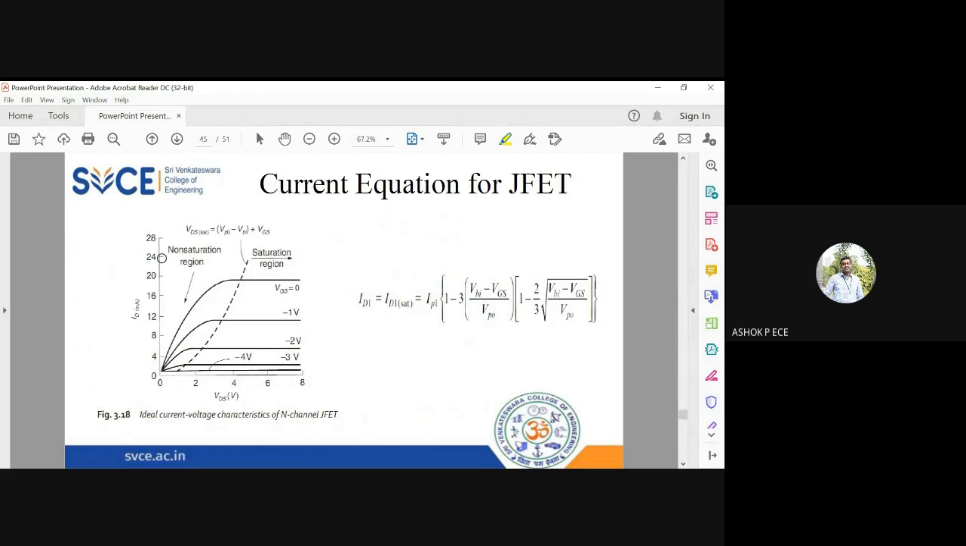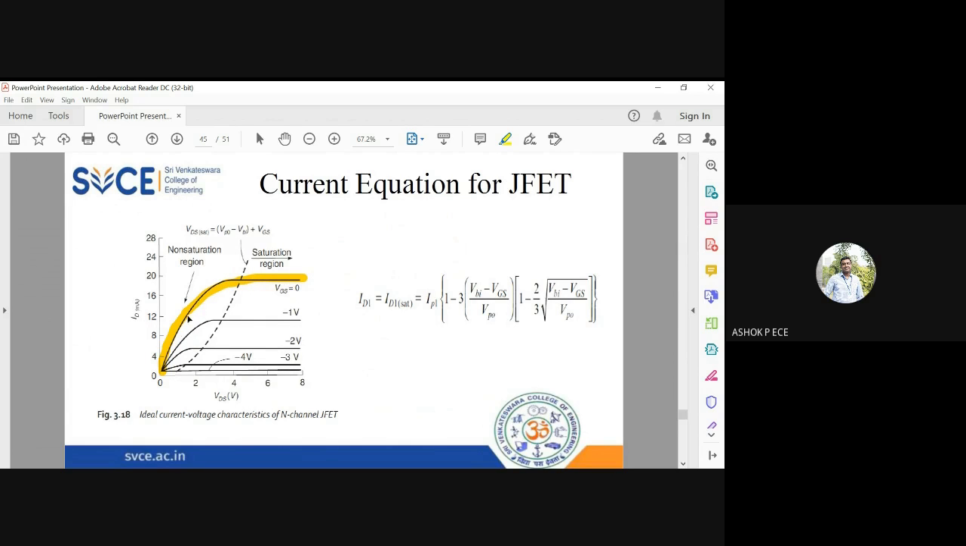So see here the graph, whatever we have seen. So this is going to be VDS versus ID. The maximum drain current is got when VGS equal to 0. This is your non-saturation region and this is your saturation region. Saturation region, the current becomes constant.